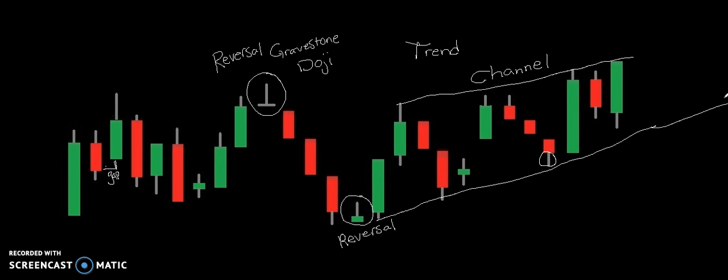And if we draw these out a little bit further, we can start getting an idea of where we want to sell at the top. And then when the stock price comes back down to about here, we might want to buy. All right. So this is called a trend. And this particular trend is called a channel.